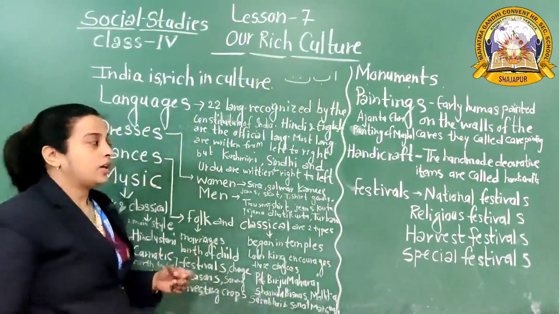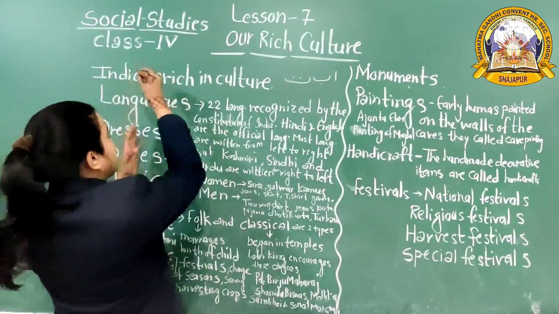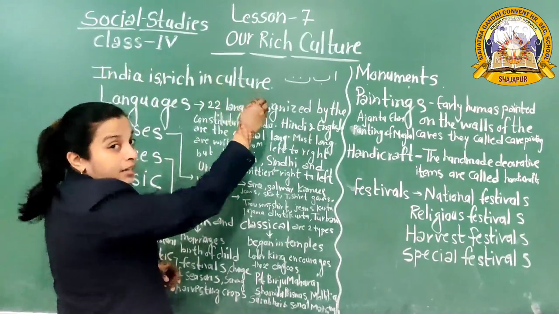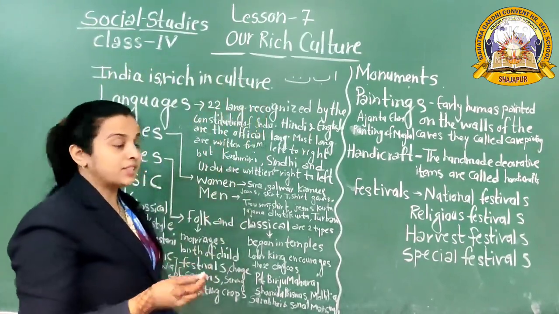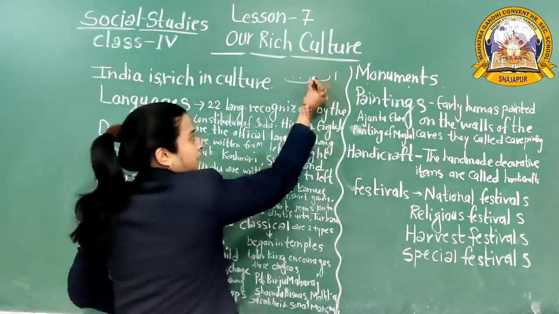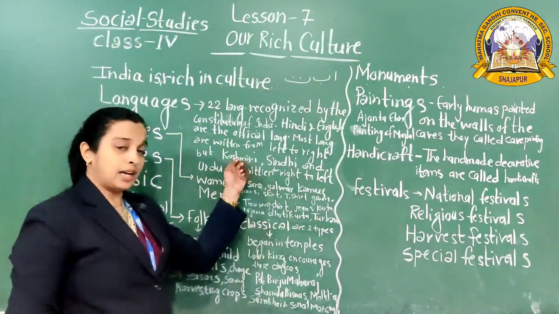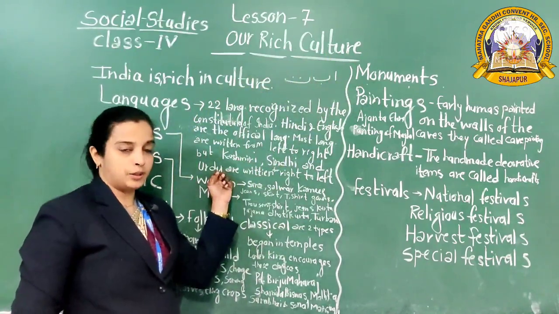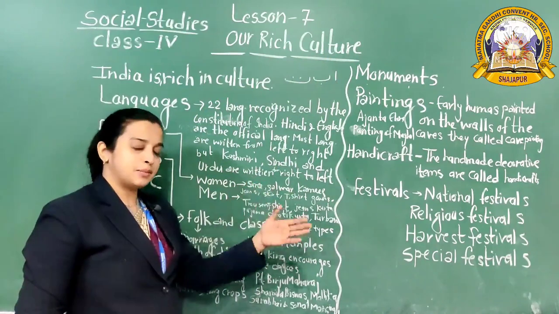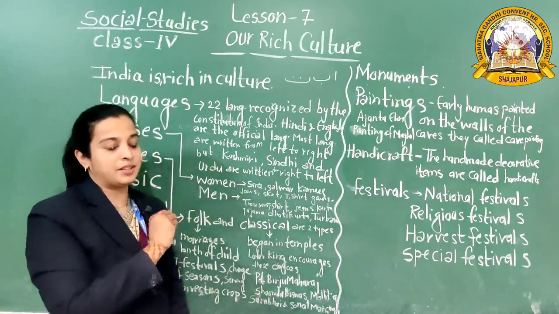Most of the languages are written from left to right. Hamare left hand se shuru hoti hai. Hum likhte hain left to right. But some languages are written from right to left. Hamare right hand se shuru hoti hai, right to left. Like Kashmiri, Sindhi and Urdu, Arabic and some more languages are written from right to left.